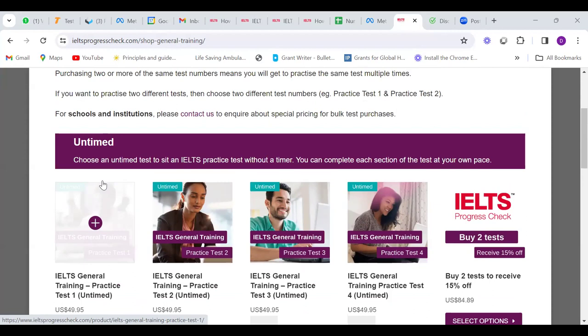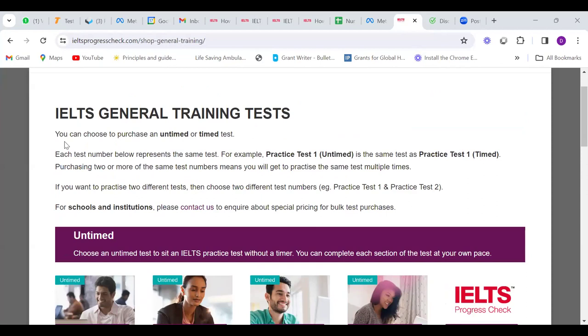So I'm reading IELTS general training test. You can choose to purchase an on time or timed test. On time means there will be no time limit. You're going to take your own time to do the test and finish. Then the timed test will be exactly the test you take on the test day. But this will be on computer, not a paper-based test.